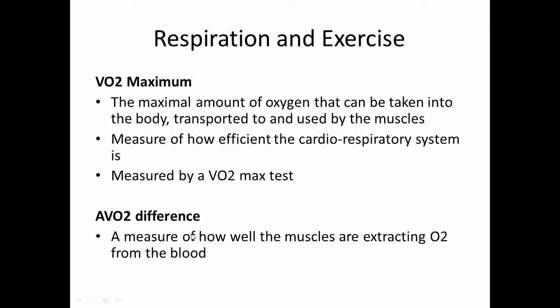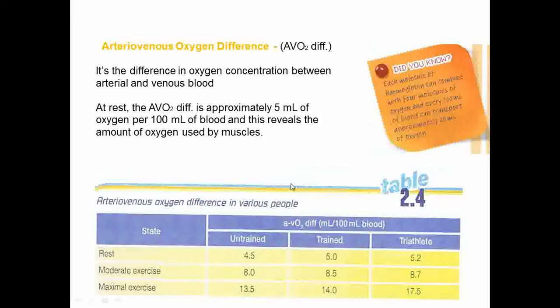There's a test you can do, which I'll show on the next slide, which measures your VO2 max score. Another key term is the AVO2 difference. This is a measure of how well the muscles extract oxygen from the bloodstream. The AVO2 difference is the difference in oxygen concentration between the arterial and the venous blood. So the difference in the oxygen in the arteries compared to the veins.